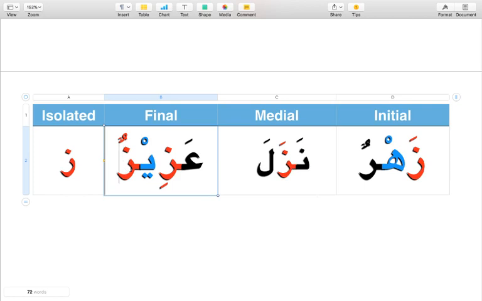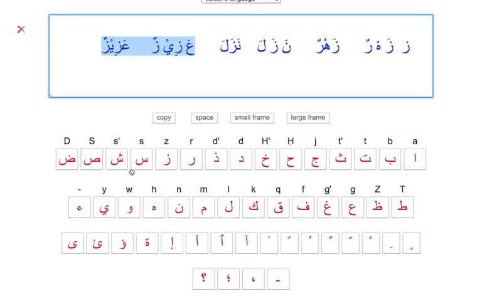In the next video we'll be looking at sin, and these four will follow the same pattern.